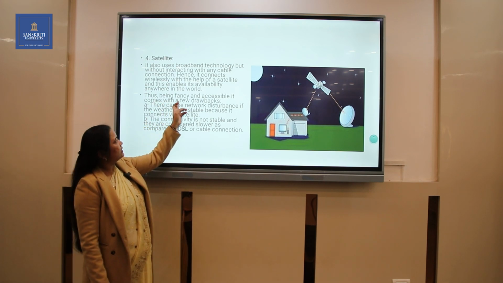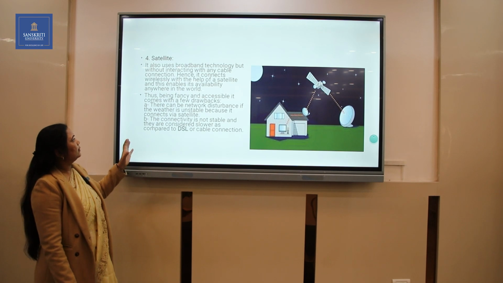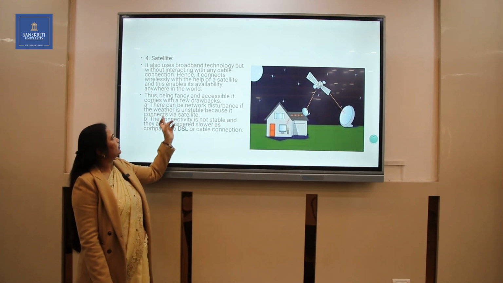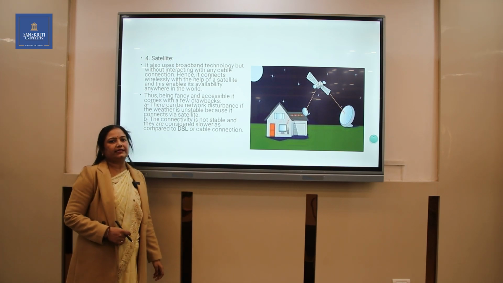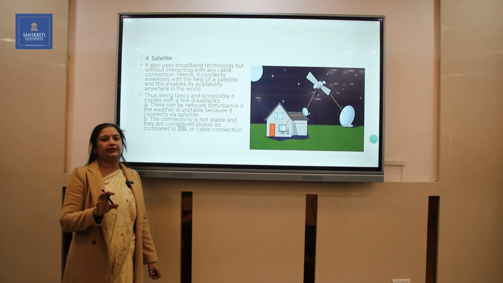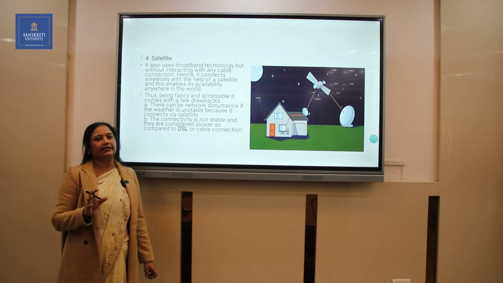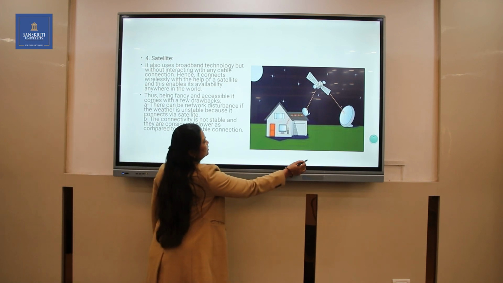There can be network disturbance if the weather is unstable. Weather problems such as fog or the rainy season can interrupt the internet services. So it is not very suitable.